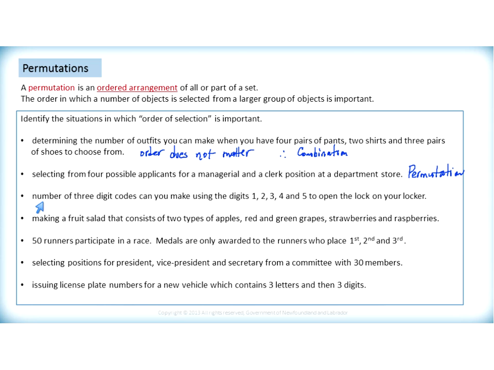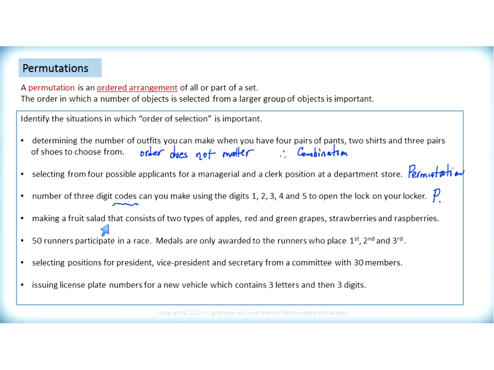In the third example, we have the number of 3-digit codes that you can make using the digits 1, 2, 3, 4, and 5 to open the lock on your locker. In this case here, the key word would be code. Because if it's a code, then order does matter, and it too will represent a permutation.